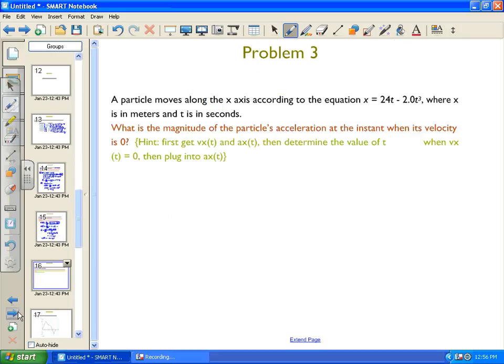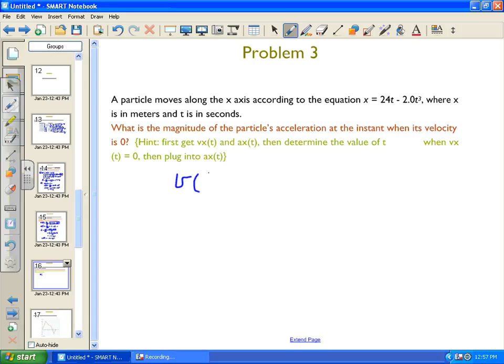Next problem. A particle moves along the x-axis according to the equation x equals 24t minus 2t cubed, where x is in meters and t is in seconds. The question is, what is the magnitude of the particle's acceleration at the instant when its velocity is 0? Well, the hint here is get the velocity function and the acceleration function and determine the value of t when the velocity is equal to 0. Take that value of t and plug it into a.